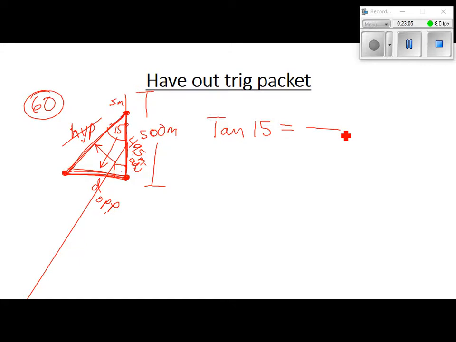Or is it switched around? Which one is it? D, okay, and it's then switched around. It's opposite over adjacent. So what's the opposite side? D. What's the adjacent side? 495. What's the first thing you do once you have your equation?